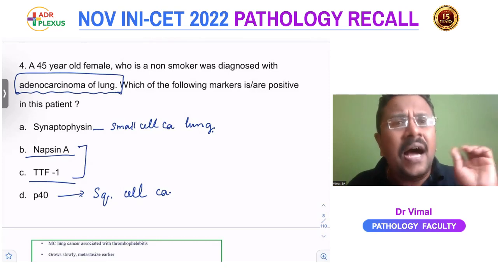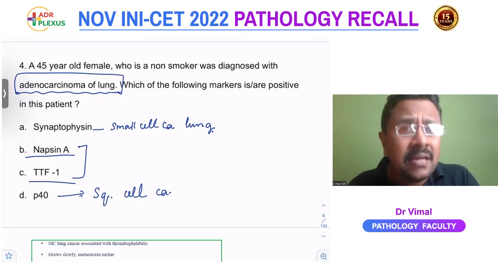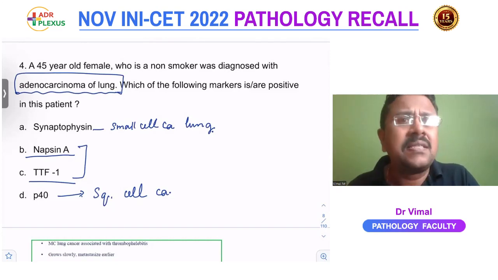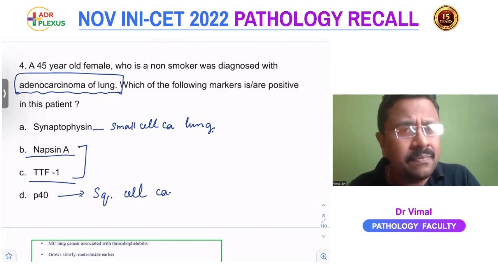So definitely IHC based questions are being repeatedly asked in these kinds of exams, and for the upcoming NEET exams we can expect similar questions on these IHC markers.